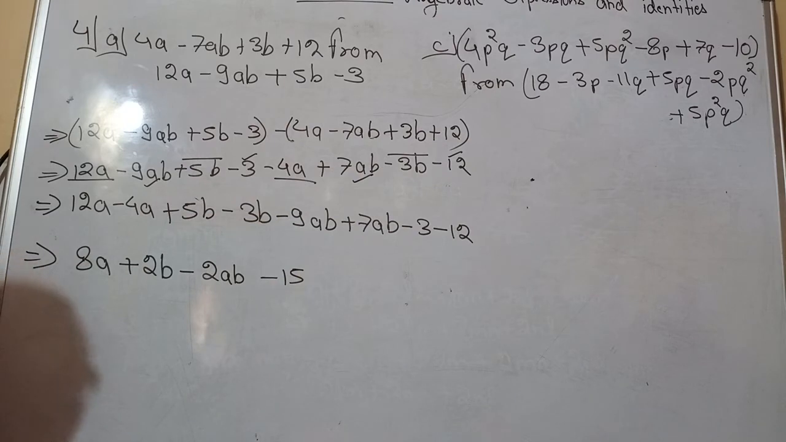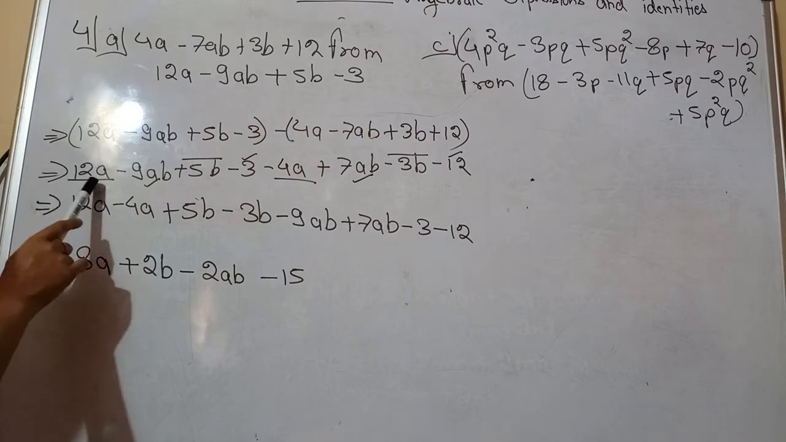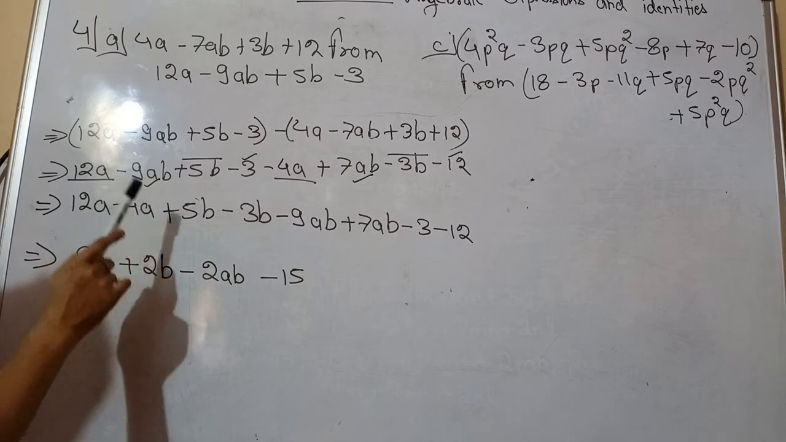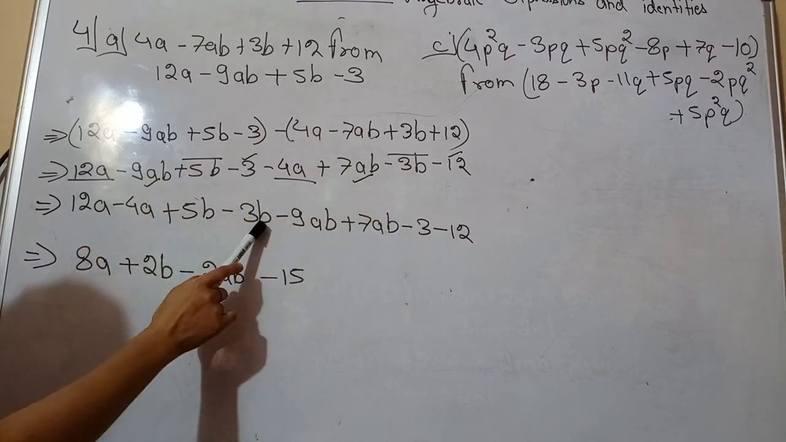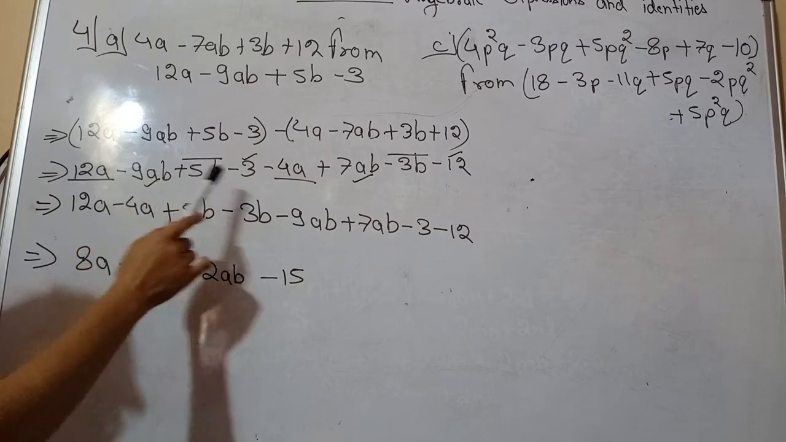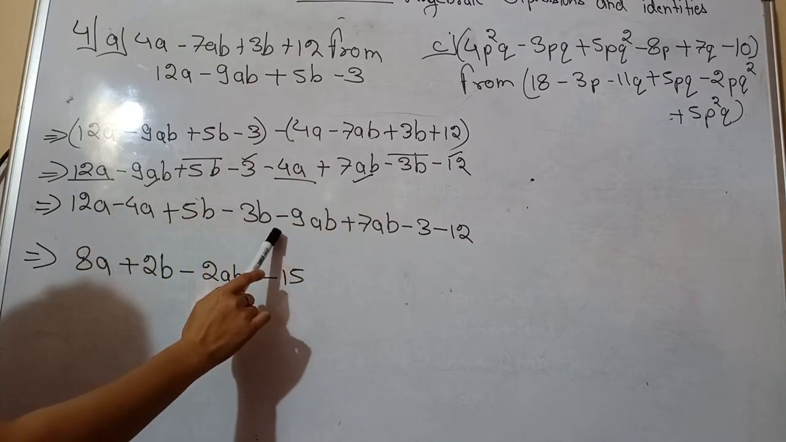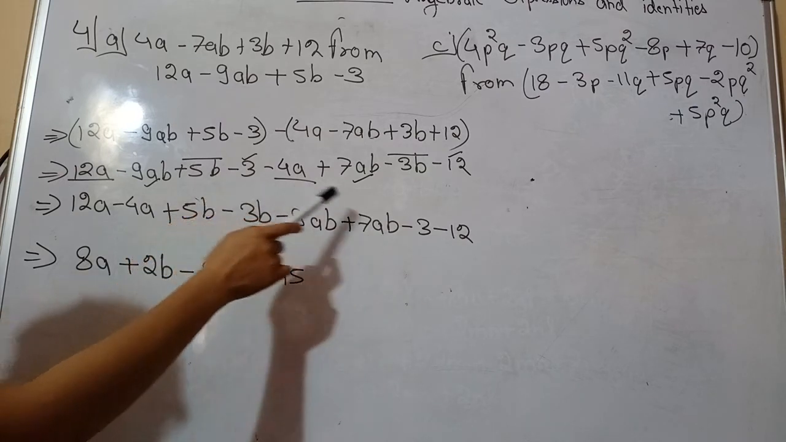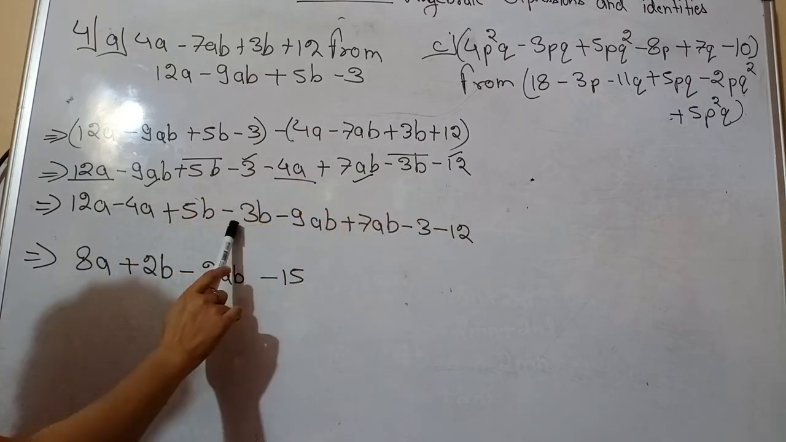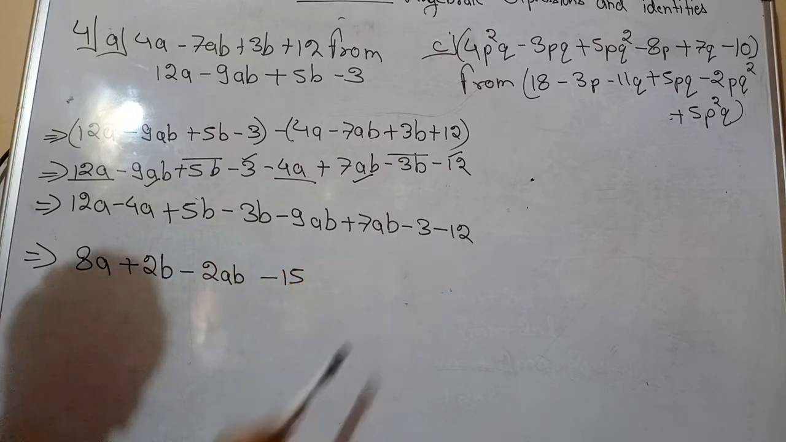Now next thing what we have to do, write all the like terms together: 12a and 4a. Okay. Now, then 5b and 3b, so plus 5b minus 3b. 9ab and here 7ab, sign also we have to write: minus 9ab, 7ab. And the last terms remaining are minus 3 and minus 12.